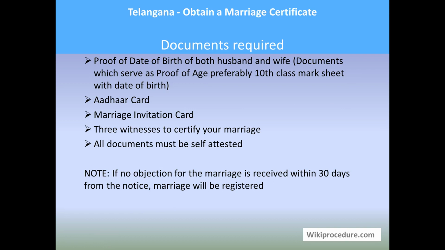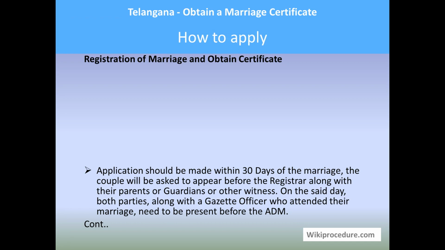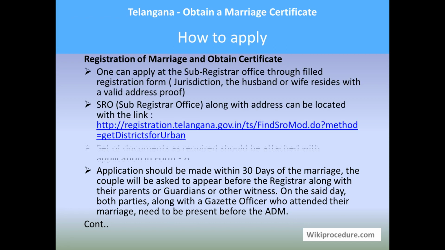Aadhaar card, marriage invitation card, and three witnesses to certify the marriage. All documents must be self-attested. If no objection to the marriage is received within 30 days from the notice, the marriage will be registered to process further. How to apply for registration of marriage and obtain the certificate?